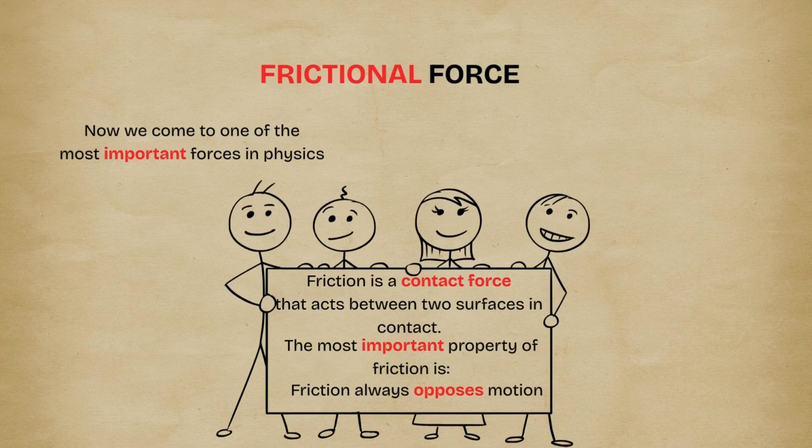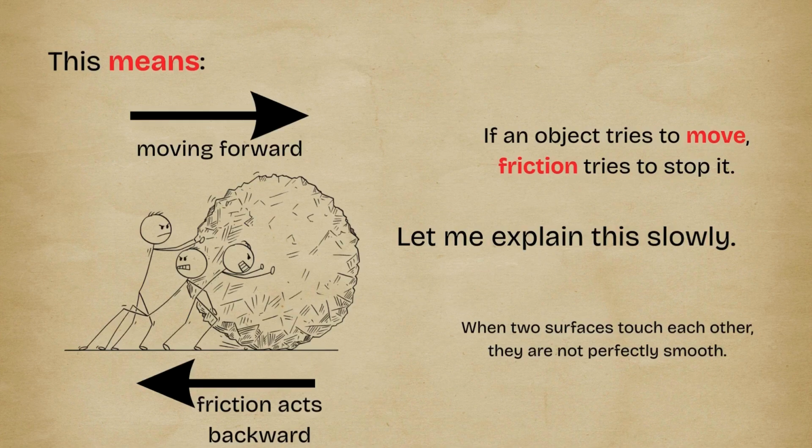Frictional force. Now we come to one of the most important forces in physics: frictional force. Friction is a contact force that acts between two surfaces in contact. The most important property of friction is: friction always opposes motion. This means if an object is moving forward, friction acts backward. If an object tries to move, friction tries to stop it. Let me explain this slowly.